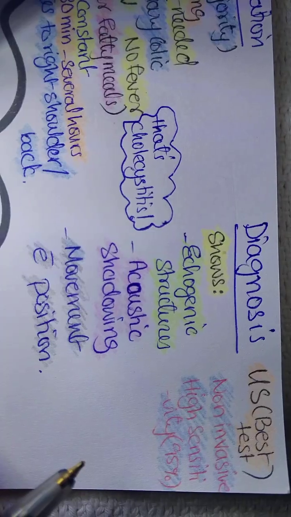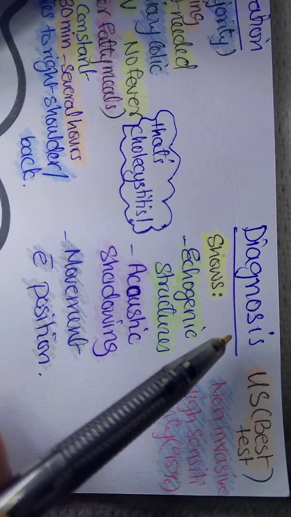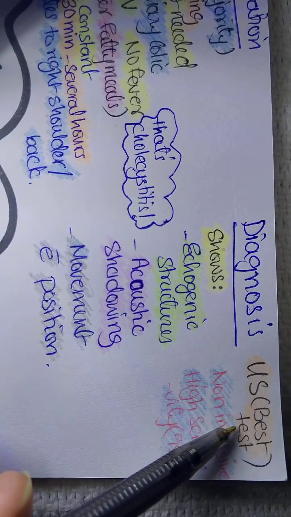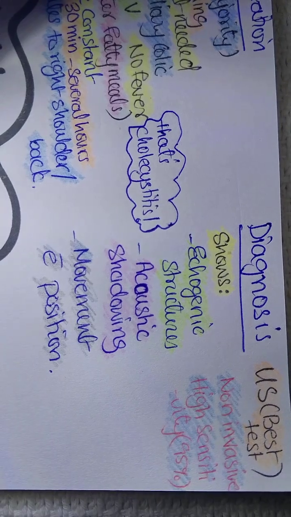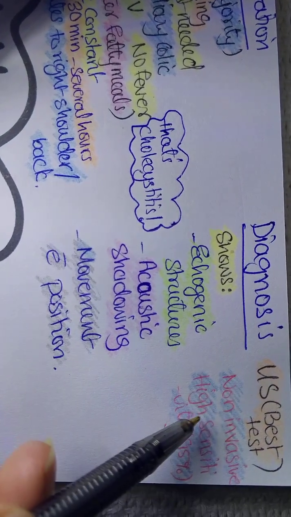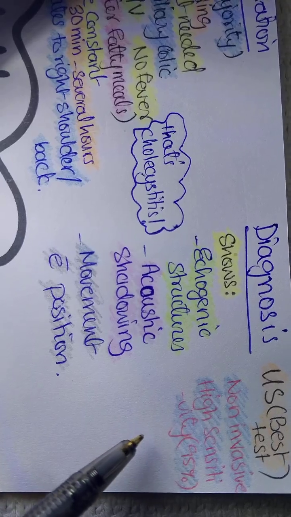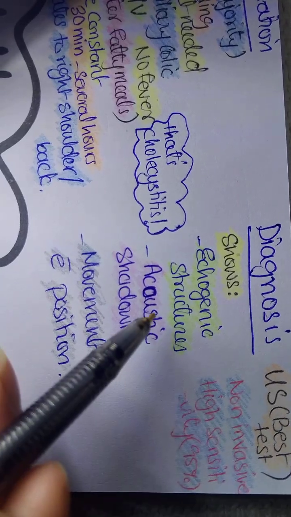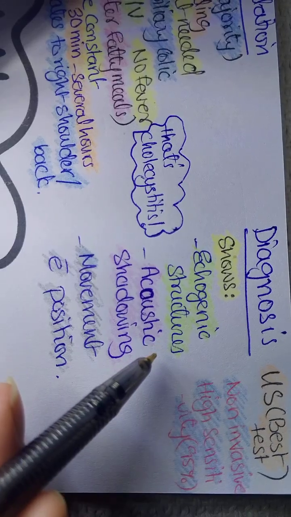So diagnosis is straightforward. Ultrasound is the best initial test. It's cheap and non-invasive, and it's highly sensitive. On ultrasound we see echogenic structures in the gallbladder that cast acoustic shadows.